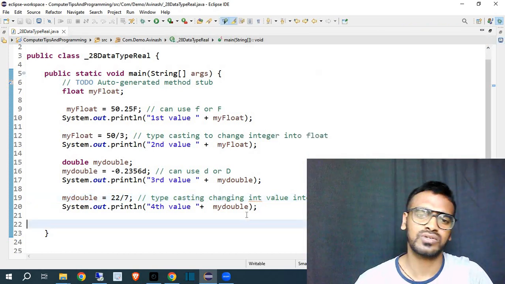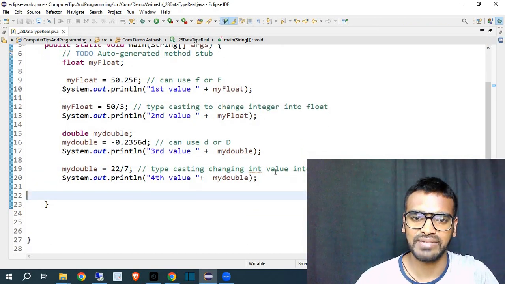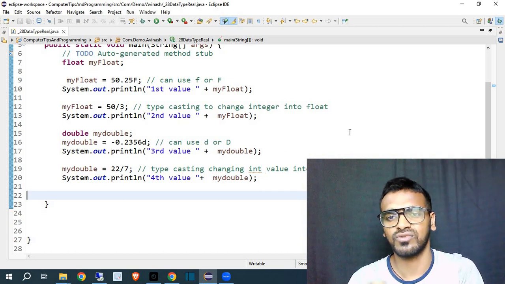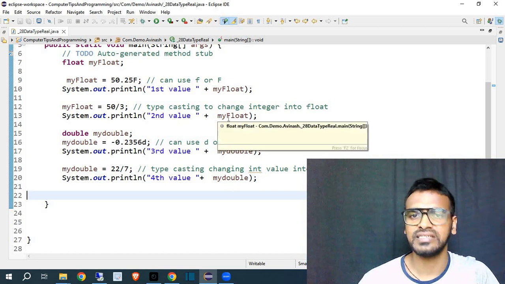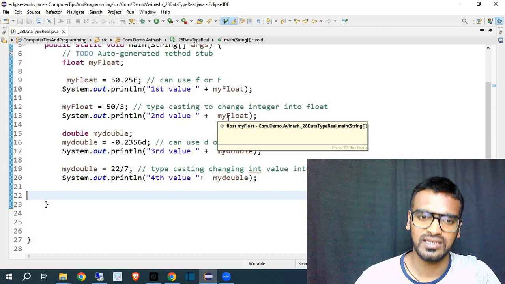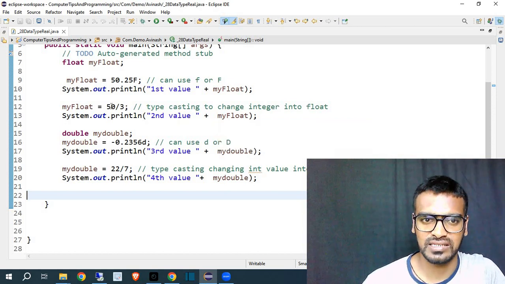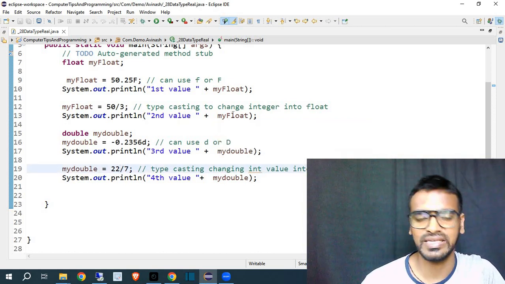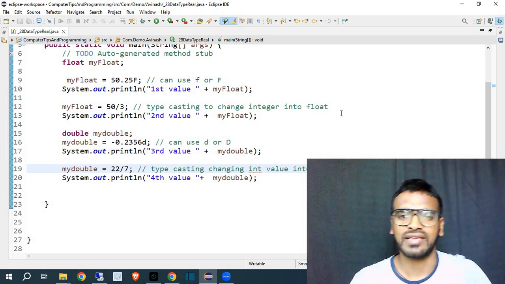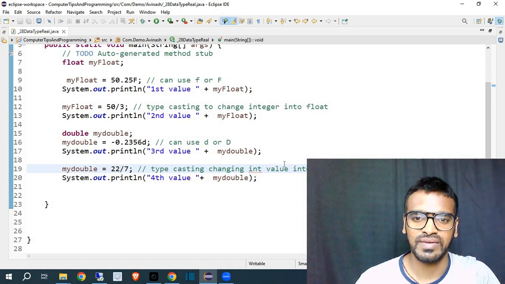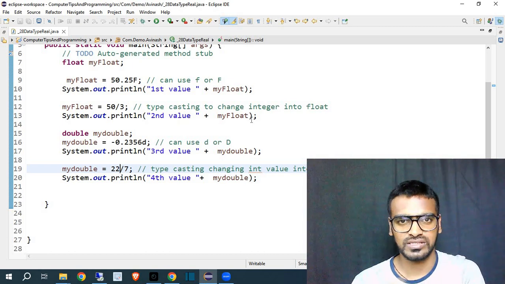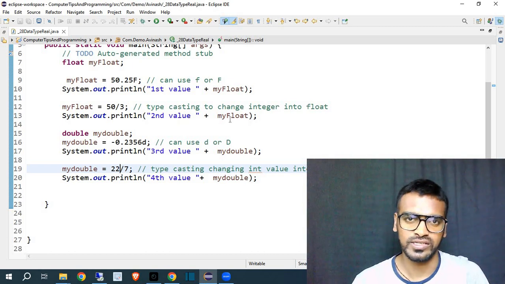So see, this is also typecasting. Typecasting means changing an integer value into float. Changing an integer value into float is called typecasting. And you can see, if we write float or d here, we get the values in float form or double form, but whenever we write simply the fraction, we get only 0.0, the value 0.0 only.